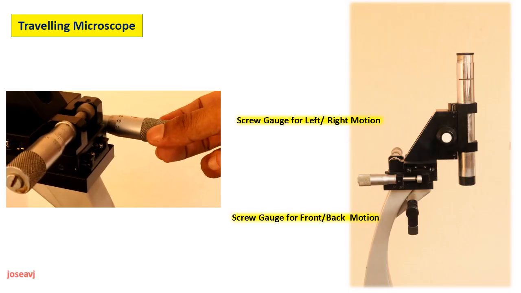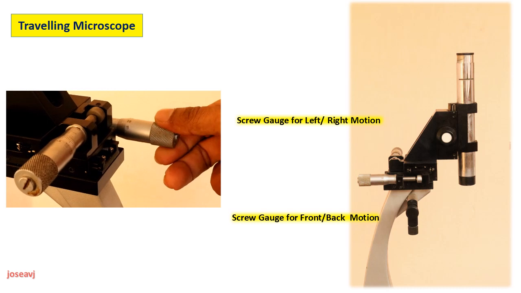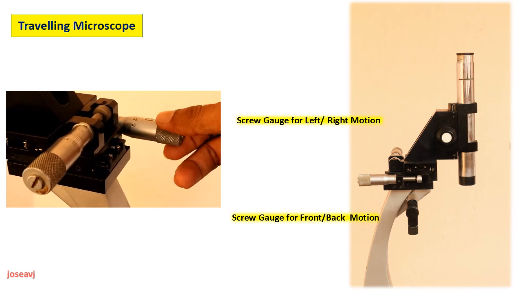Traveling microscope. Traveling microscope is used for two purposes: one for viewing the interference pattern, and also for computing the diameters of the rings. For computing the diameters of these rings, we have two screw gauges. One screw gauge is meant for moving the microscope towards left or right, and the other one is used for moving the microscope towards front or back. We can use any one for determining the diameters of the observed fringe pattern.